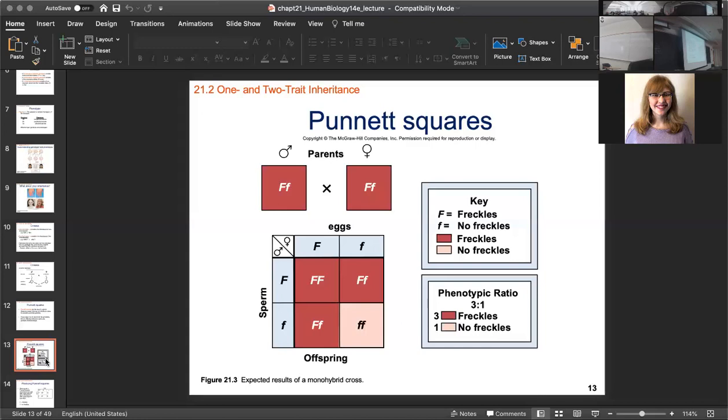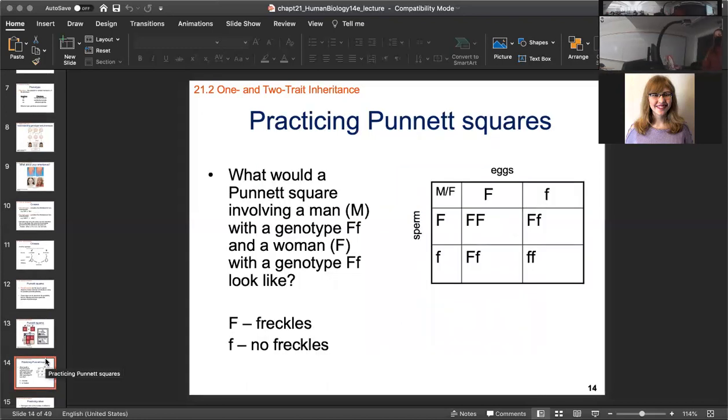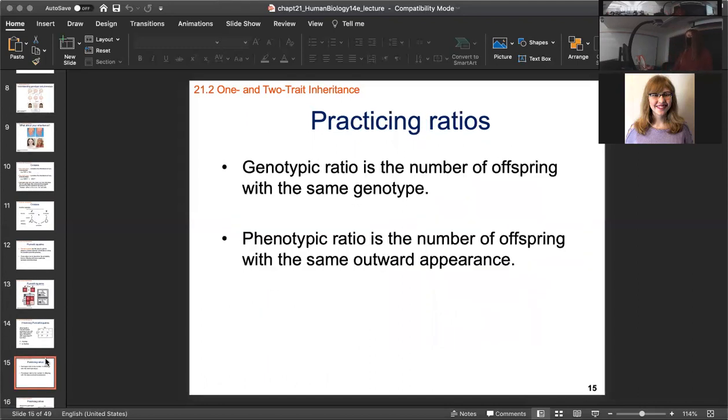All right, practicing with Punnett squares. This is the same thing that we just went over. What would a Punnett square involving a man with a genotype of FF and a woman with FF look like? We just did that. It's the exact example on the last slide. Okay. Now it says to practice the ratio, which we just did. Genotypic ratio is the number of offspring with the same genotype, meaning what are the possibilities of the offspring having a big F, big F? The probability would be 1 to 2 to 1.